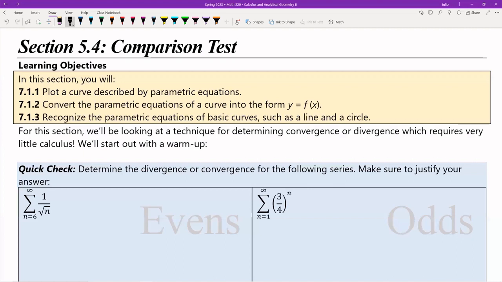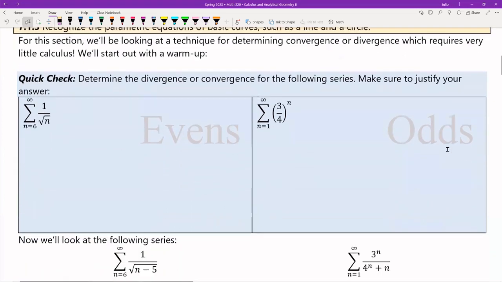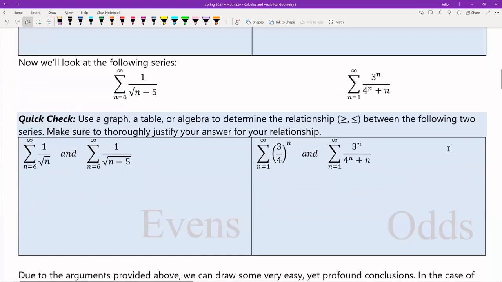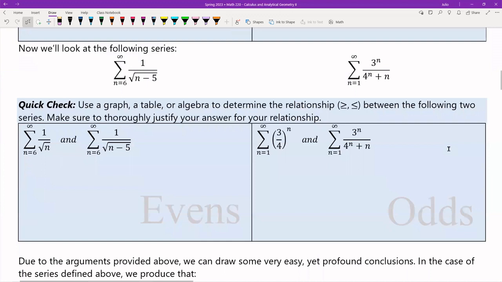All right, so hopefully you're back now. I want to go down and start looking at these 2 series right here, this one and this one. So for the next quick check, again, I want you to pause. I'll give you a second to pause.